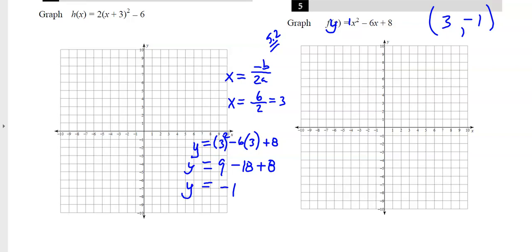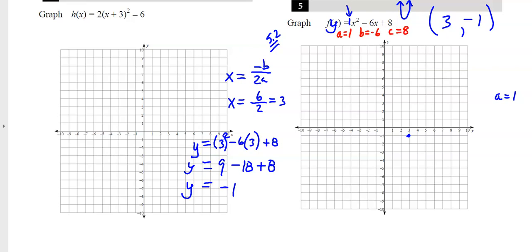So I now have a vertex. So go right 3, down 1. My a is positive, so I know that we're opening up because that's a positive 1. And there's no number there to stretch it. So since a equals 1 in the front, maybe I should just talk really quick. A is the 1 in front of x squared. B is what's in front of x. And c is the constant at the end.